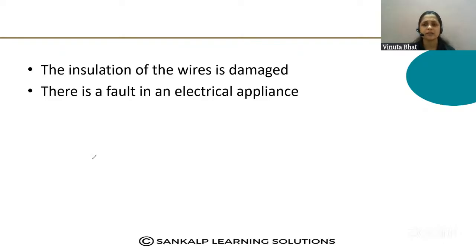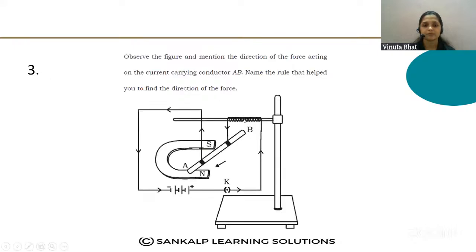If the insulation gets damaged, then what happens? There is a chance of short circuit. There is a fault in the electric appliances. If there is a fault in the electric appliances, there is a chance of an electric short circuit. Next question.